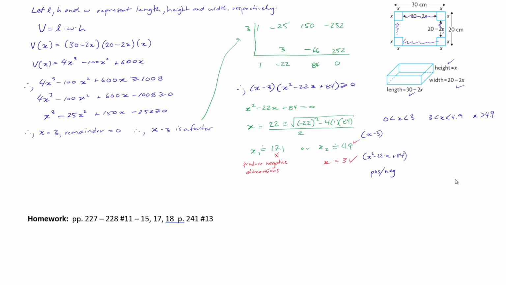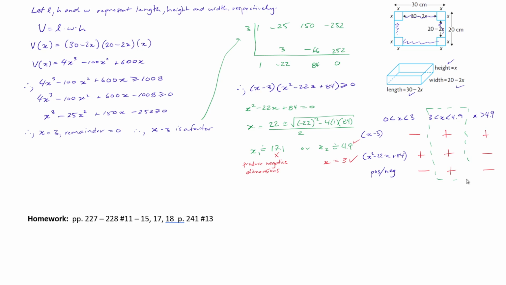Okay, so when I do between 0 and 3, I get a negative value over here, but I get a positive value right here. And so negative times positive should give me a negative value. When I take a number between 3 and 4.9, I get a positive value here, but I also get a positive value over here. So overall, that becomes positive, right? And then if I take a greater value than 4.9, well, this becomes positive here, and that becomes negative, and then overall, I have a negative function. So it looks like the only one that will work is this right here.